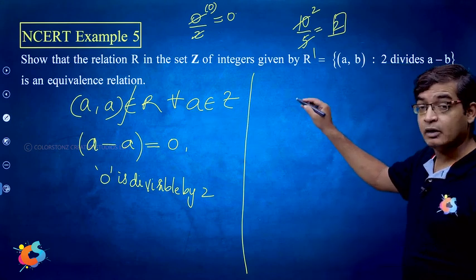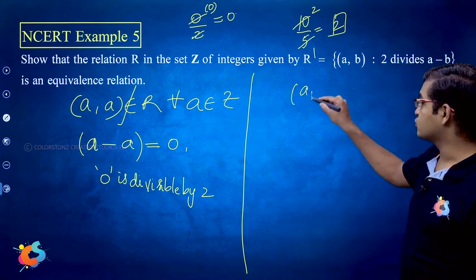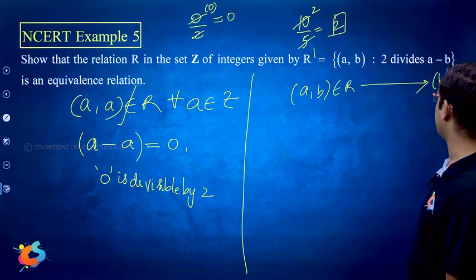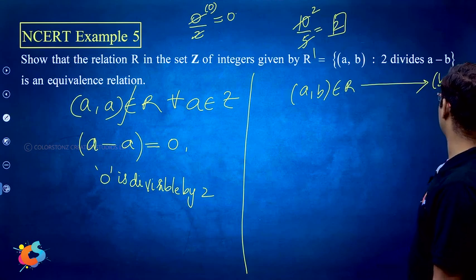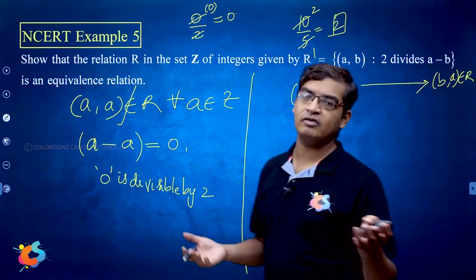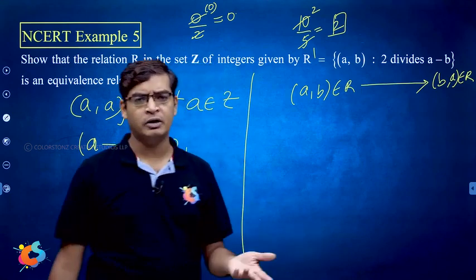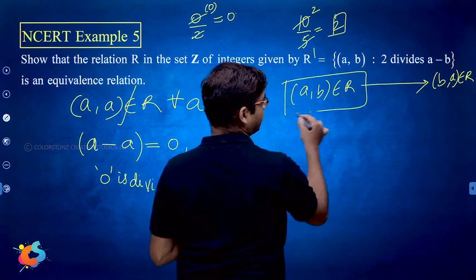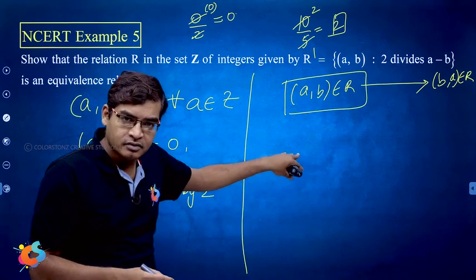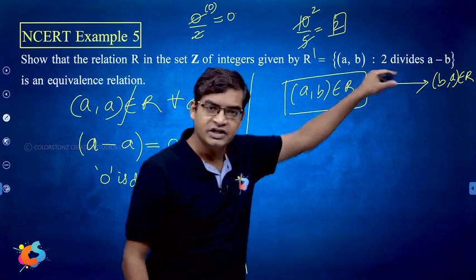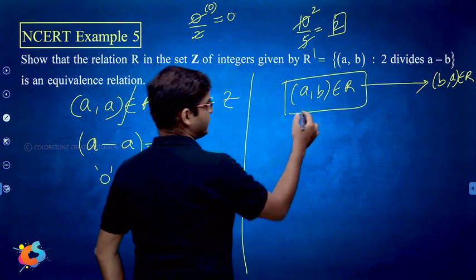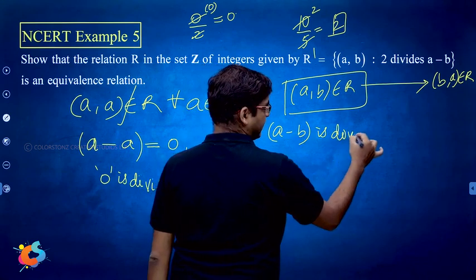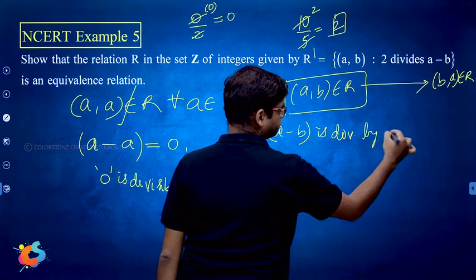Next, for symmetric, how should you check? If (a, b) belongs to R, then from here you have to prove that (b, a) can also belong to R. If you can prove it, then that will be symmetric, otherwise it will not be symmetric. Because this is belonging to our relation, based on this condition you can write one condition here: 2 divides a minus b. So a minus b is divisible by 2.